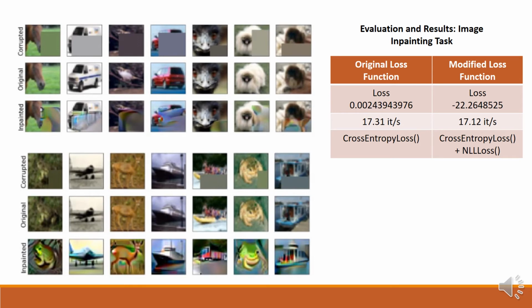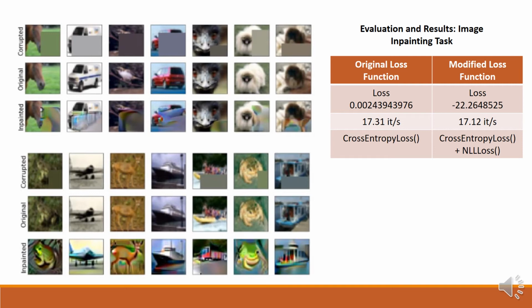In the image inpainting task, I introduced a few loss functions and compared them to the original. Here's one of the modified loss functions where I returned the sum of negative log likelihood loss and cross entropy loss, as compared to the original setup, which only returns the cross entropy loss.